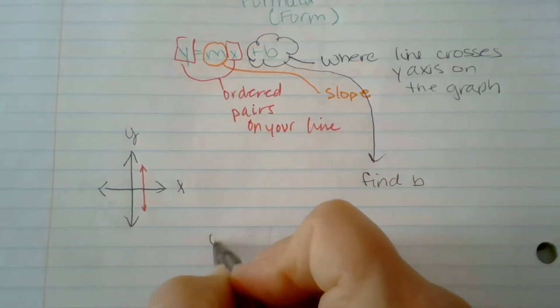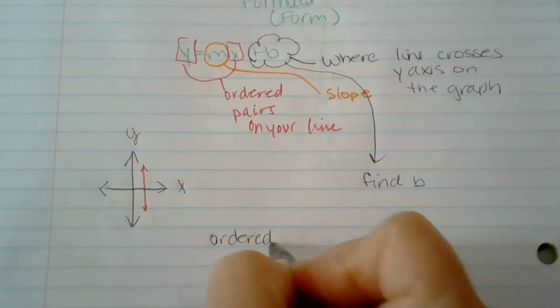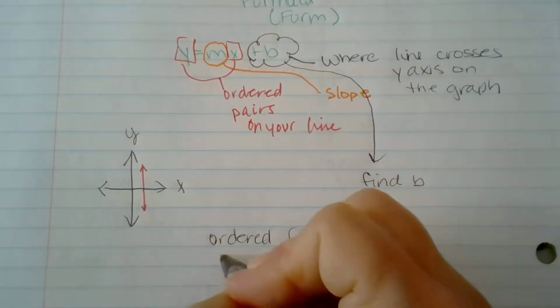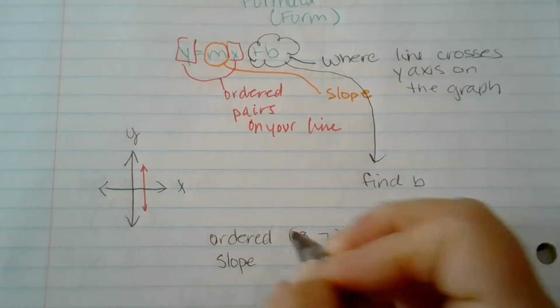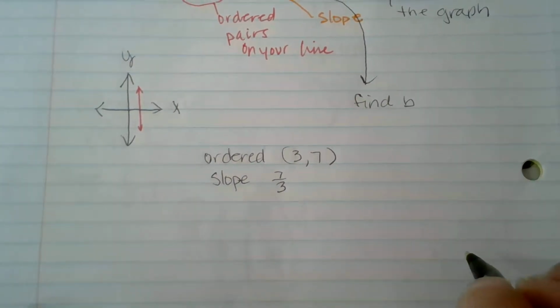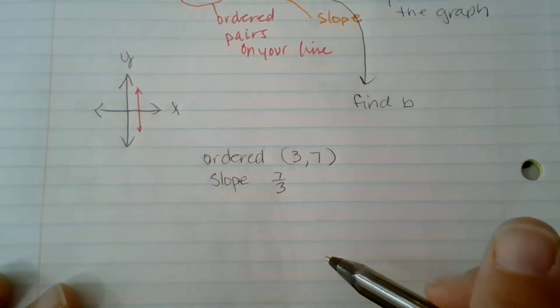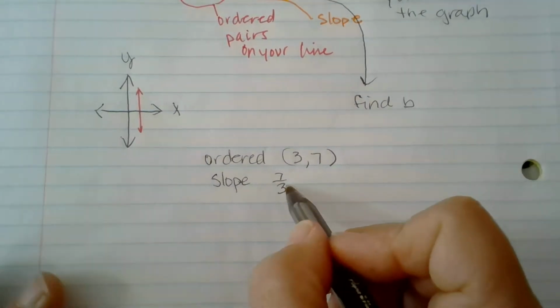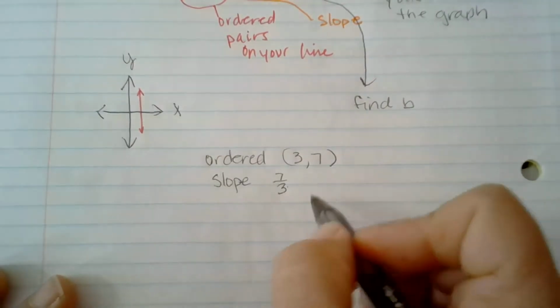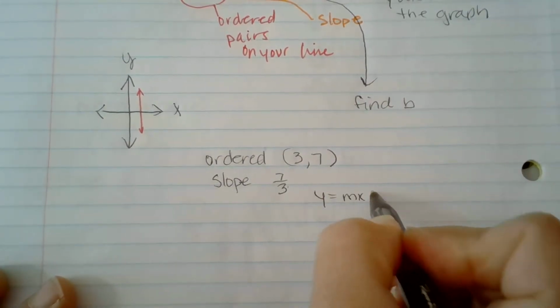So let's say that we have an ordered pair of 3 and 7. And let's say that that line has, I'm going to just make up some values here, a slope of 7/3, which would have been found in previous tasks for the purpose of the linear functions project. What you're then going to do is you are going to use the substitution property of equality to replace these values into the slope-intercept formula.